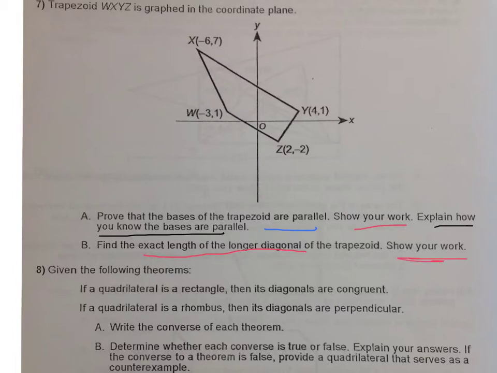8. Given the following theorems. If a quadrilateral is a rectangle, then its diagonals are congruent. If a quadrilateral is a rhombus, then its diagonals are perpendicular. A. Write the converse of each theorem. B. Determine whether each converse is true or false. Explain your answers. If the converse to the theorem is false, provide a quadrilateral that serves as a counterexample.